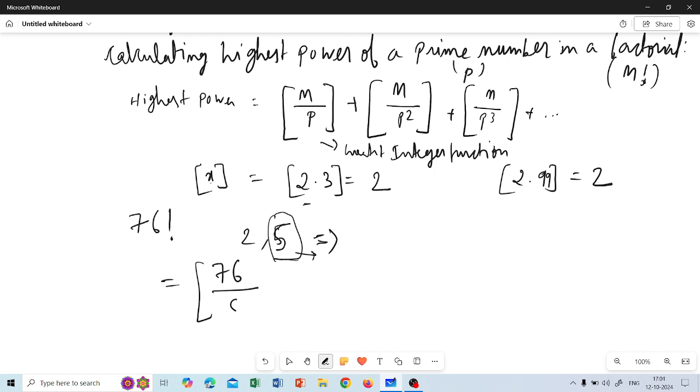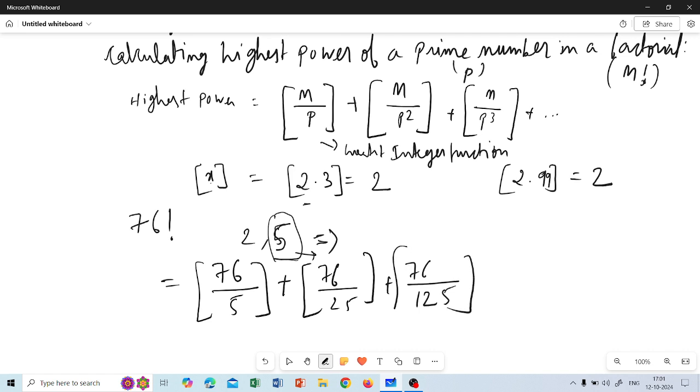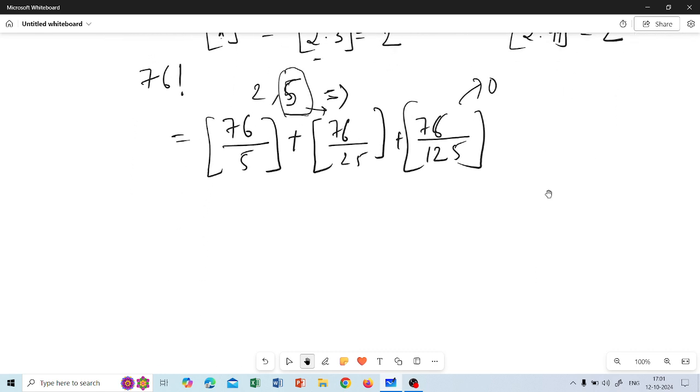76 divided by 5, plus how much? 76 divided by 5 square, that is 25, plus 76 divided by 5 cube, 125, this is 0. So only, as you can see here, only the first two terms are there. The third term reduces to 0.